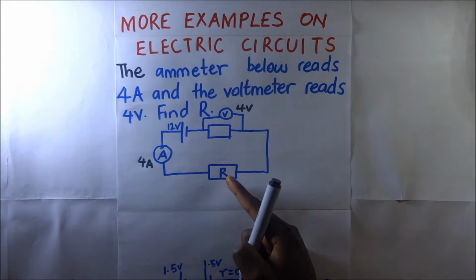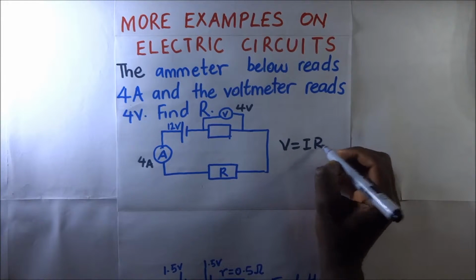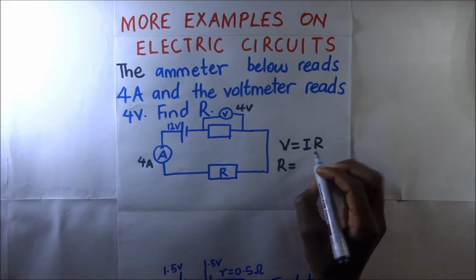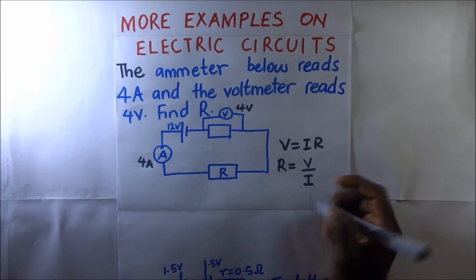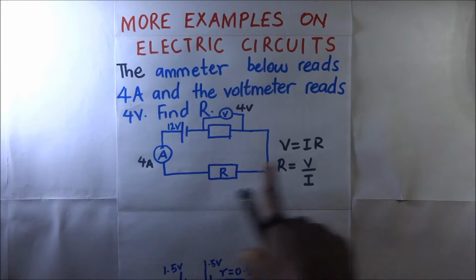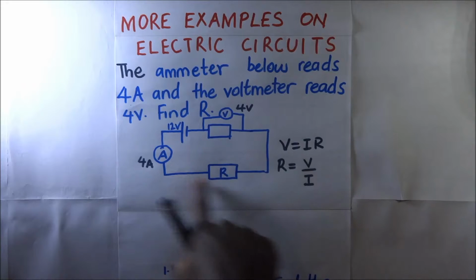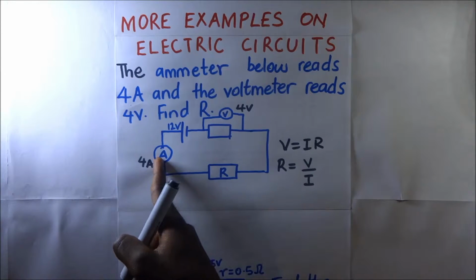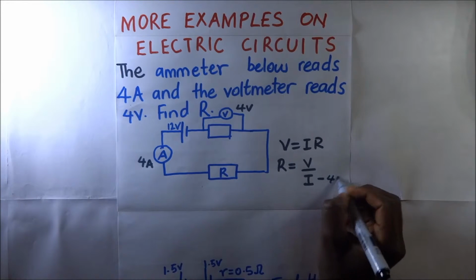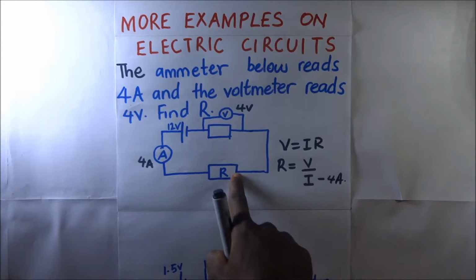So for us to get the value of R, we know that V is equal to current times resistance. Making R the subject of the formula, R is going to be V over I. So we're supposed to get the resistance of this resistor. We need to get the voltage across this resistor and the current going through. According to our ammeter reading, the current going through here is 4 amperes. But we do not know the voltage across this resistor.